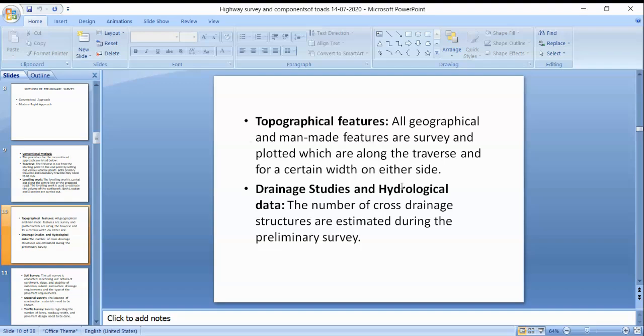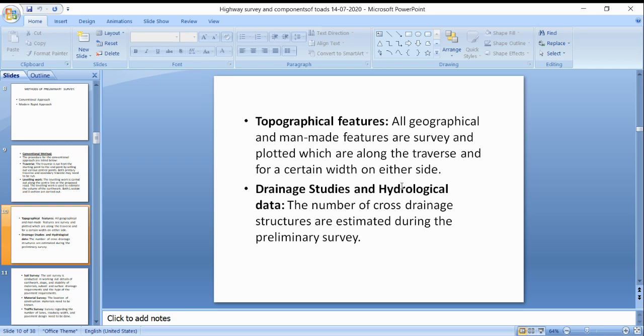Next comes topographical features. All geographical and man-made features are surveyed and plotted along the traverse and for a certain width on either side. The width of alignment, if we are laying a single lane, should be 3.5 meters. We have to check the traverse also, not only longitudinally, but also at certain intervals.